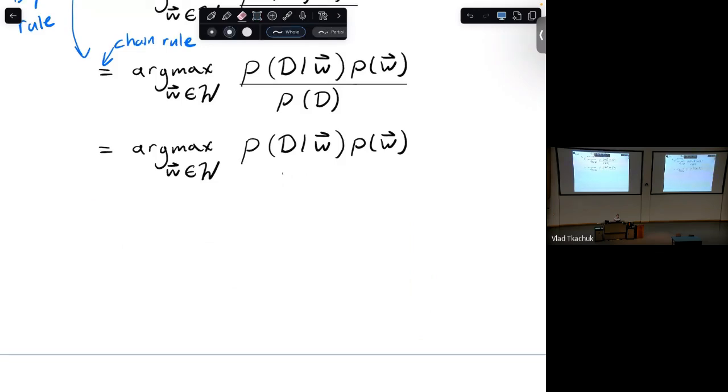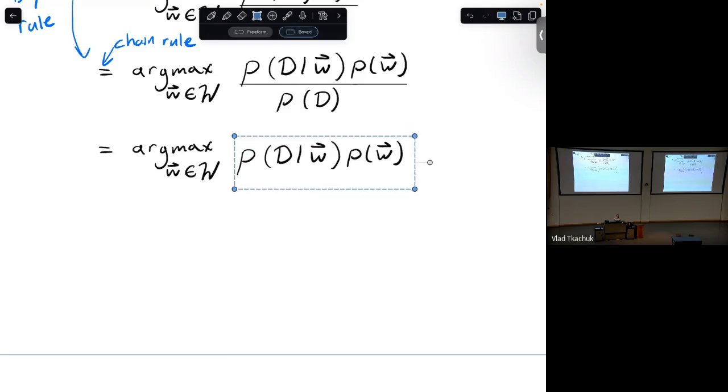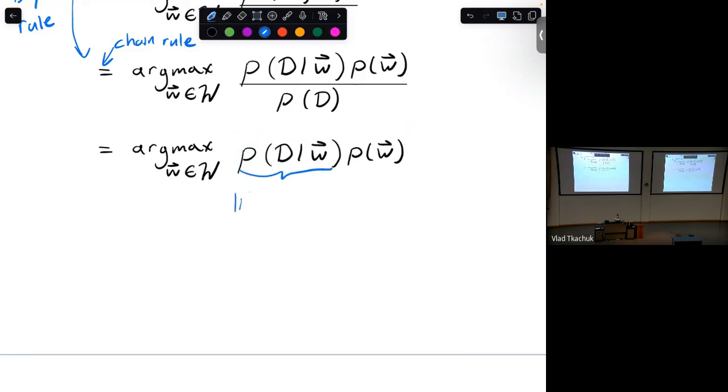And we're left with the following expression, which you might notice is just the likelihood times something new, which is actually called the prior. And this is our distribution over the parameters. It's our prior knowledge of what we think the parameters might be.